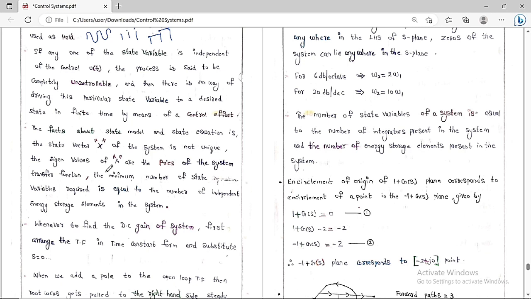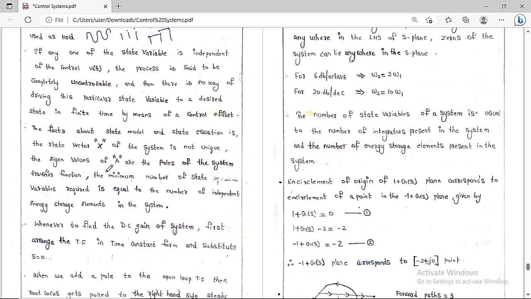So listen carefully. Now we are going to discuss some facts regarding the state model as well as the state equation. The state equation means x dot is equal to Ax plus Bu, and y is equal to Cx plus Du. Each is called a state equation and overall it is called a state model. The state vector x of the system is not unique. Means we can say the state vector means x.